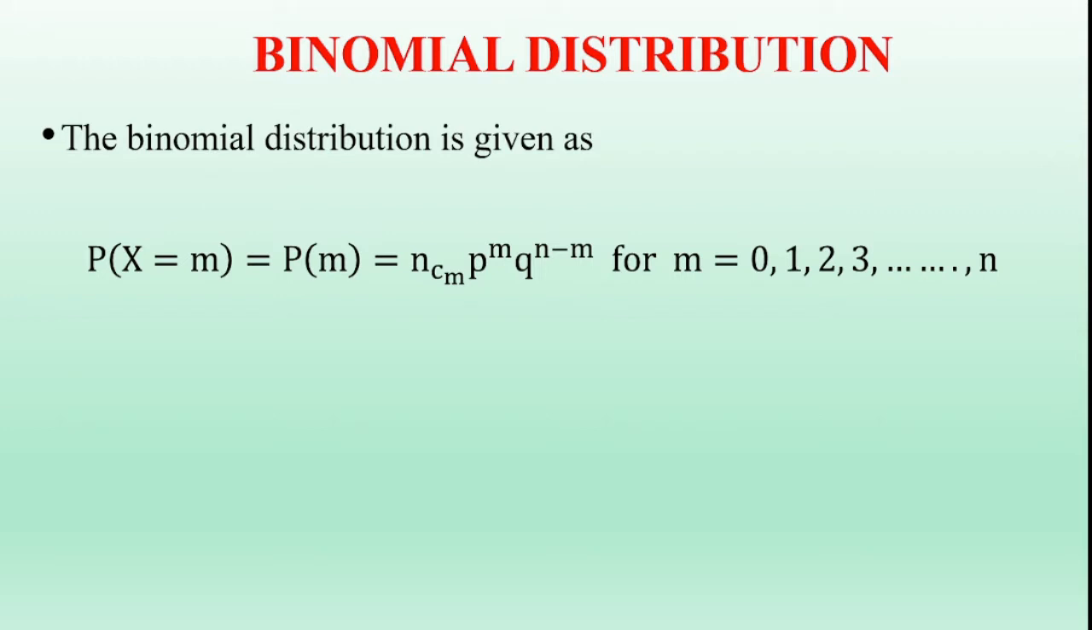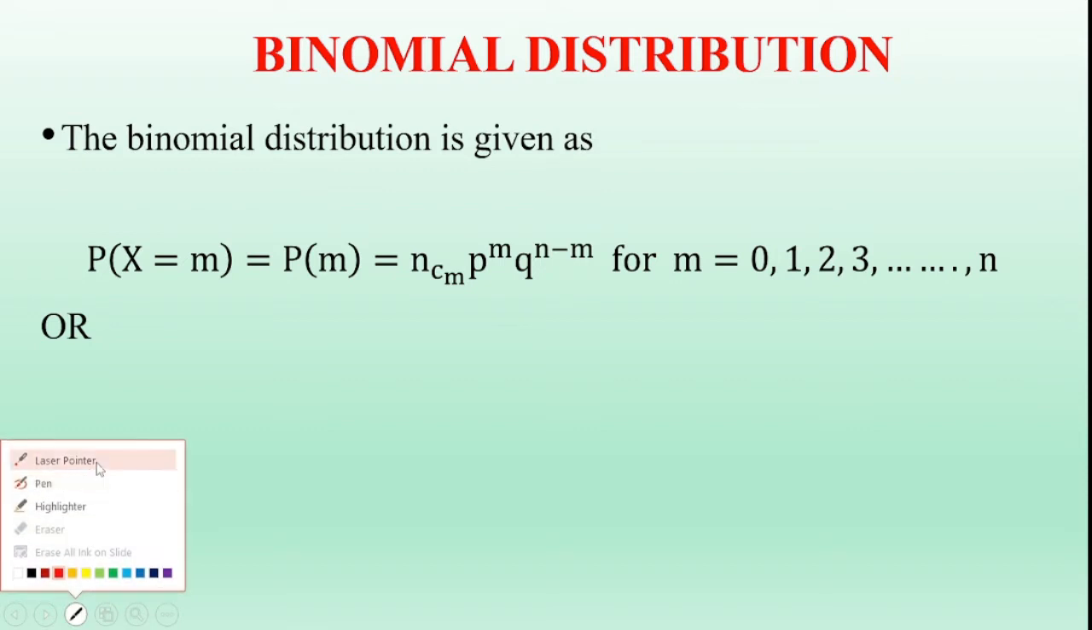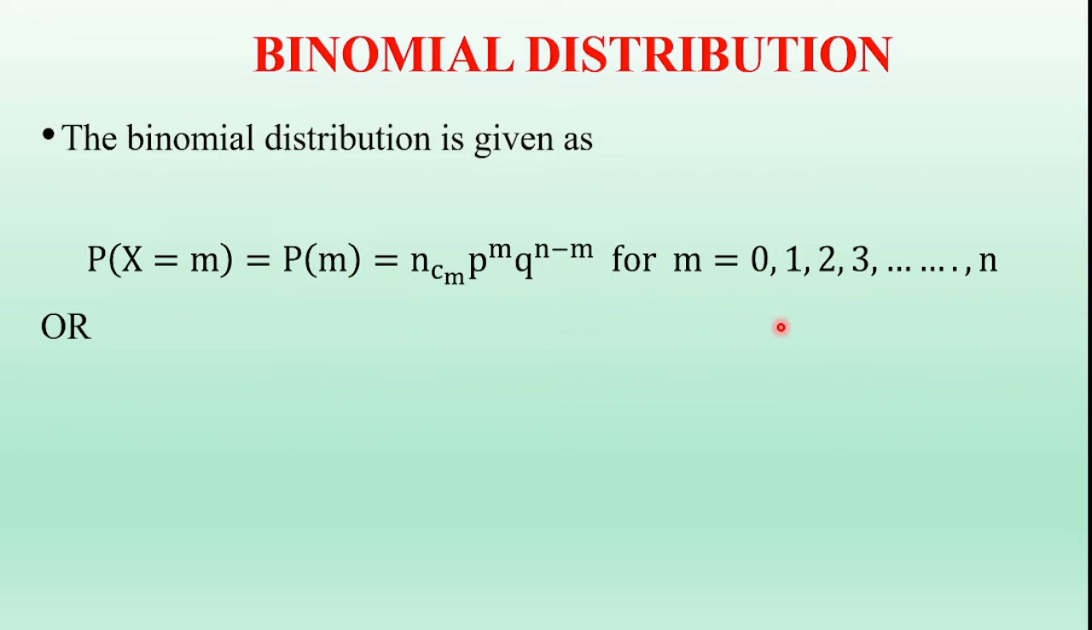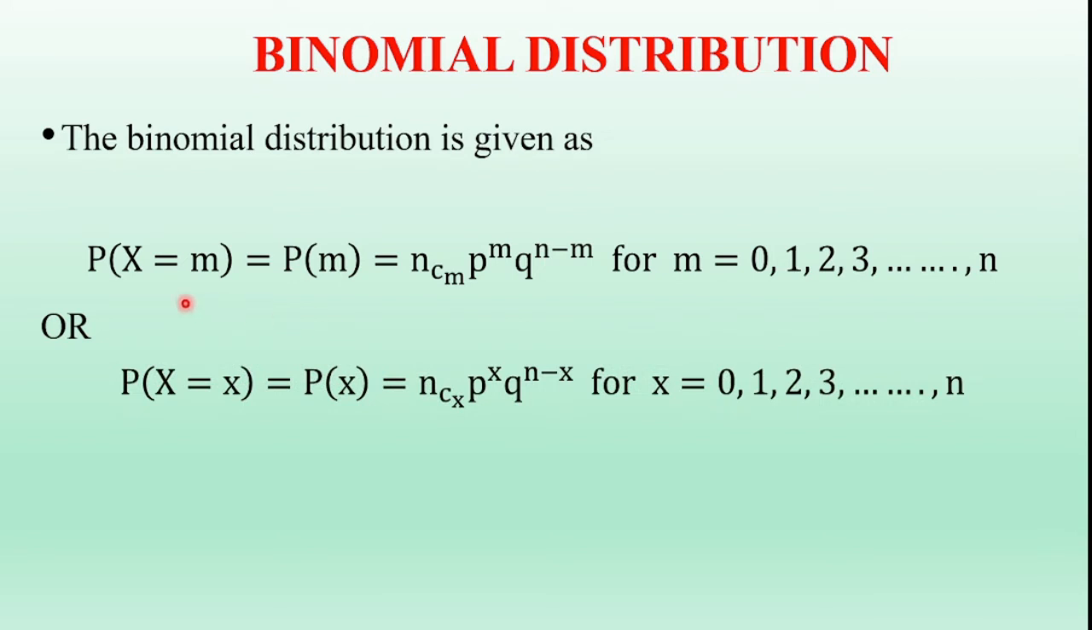The binomial distribution is given by probability of X equal to m, or probability of m, is equal to nCm into p power m into q power n minus m, for m equal to 0, 1, 2, 3 and so on up to n. Or P of m is also written in terms of the value of x: probability of X equal to x is equal to nCx into p power x, q power n minus x, for x equal to 0, 1, 2, 3 and so on up to small n.